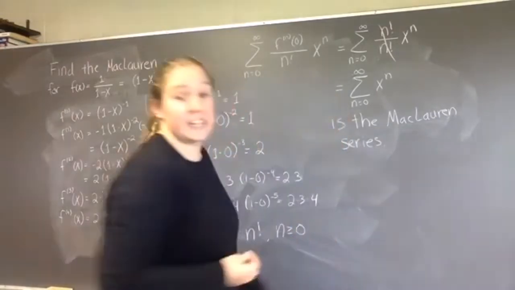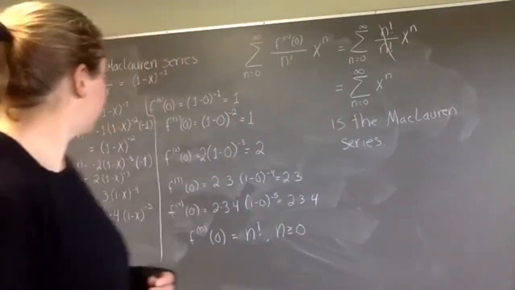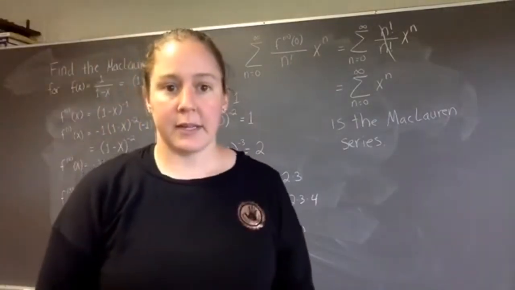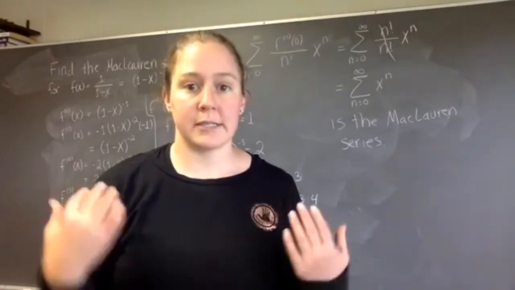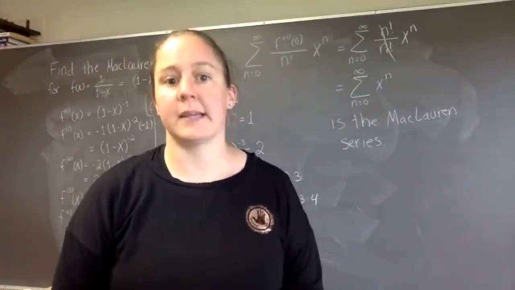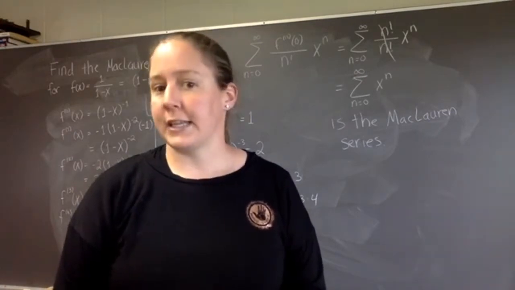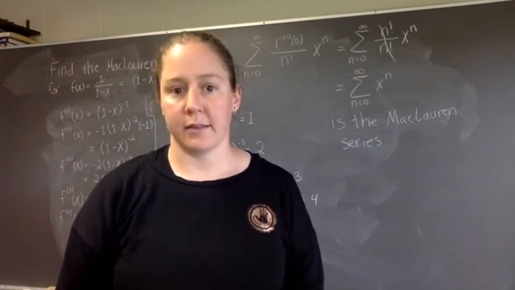You might notice that I didn't write that this equals the function 1 minus x to the negative 1, even though when I did the cosine example, I wrote equals. I'm just telling you this is the Maclaurin series because it doesn't equal the original function everywhere. It just equals it within the radius of convergence.